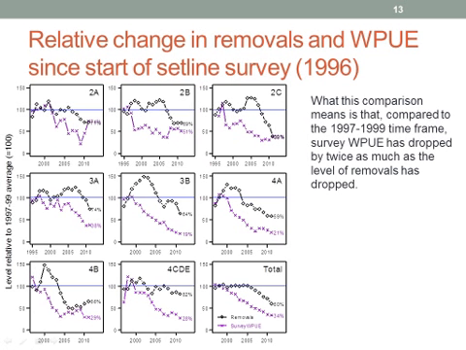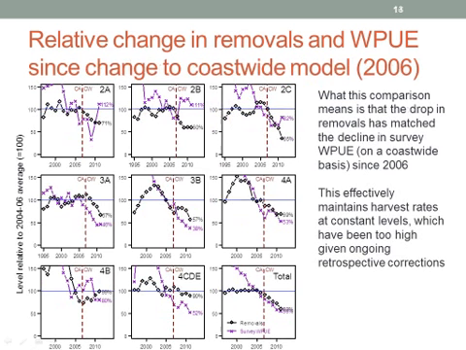In a fully exploited system where you're targeting a constant harvest rate, those would move in parallel. Now, as I mentioned a few slides ago, we weren't starting at a fully exploited system. Areas 3B and 4A, 4CDE were fished in a relatively lightly exploited state. You had a higher WPUE here than would be expected in a fully exploited state. So this drop is a bit exaggerated, if you will, in that regard, though how much is not certain.